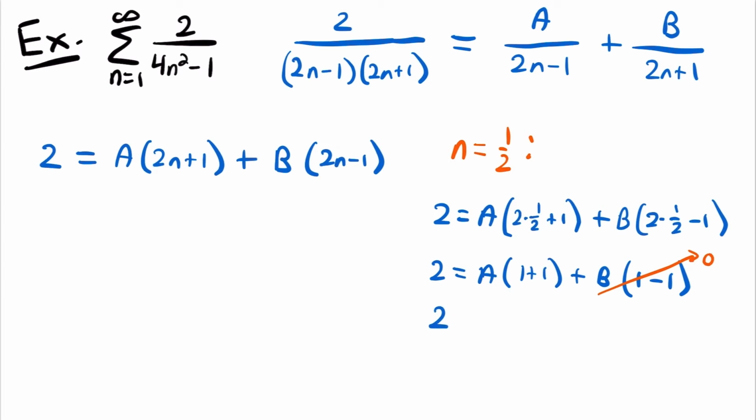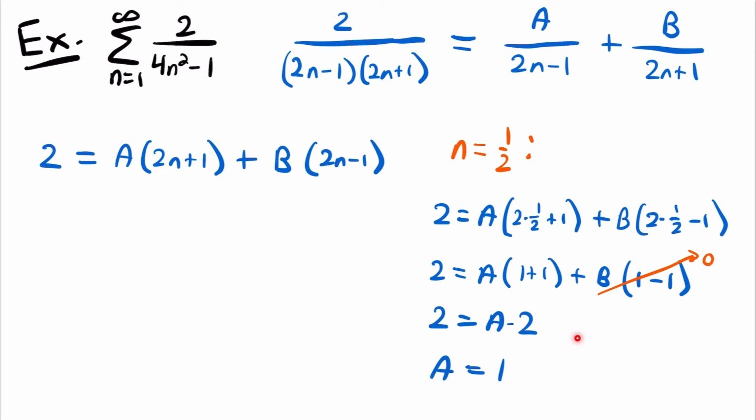And so we have 2 is equal to a times 2, and then we could have plus 0, but we don't need to write that. And if we divide both sides by 2, we will find that a is equal to 1. All right, so now that we know what a is equal to, we now want to solve for b.